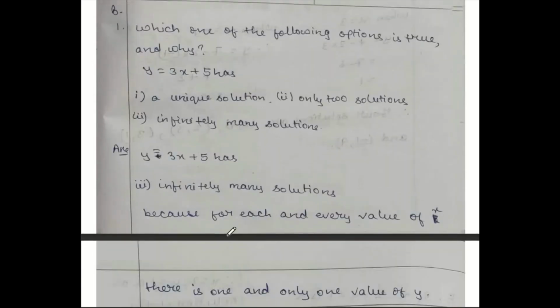Reason they are asking, because for each and every value of x, because x is there on the right side, in place of x one number you can select. Here for every value of x, there is one and only one value of y. This is the answer to this. With this, I will conclude today.